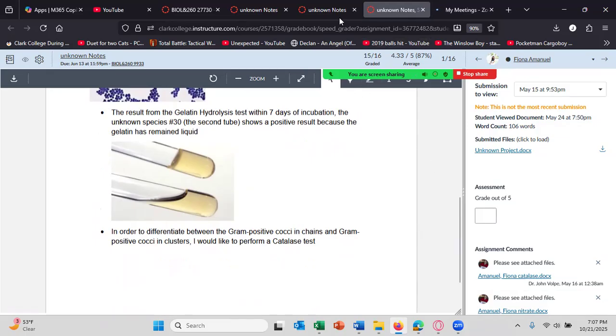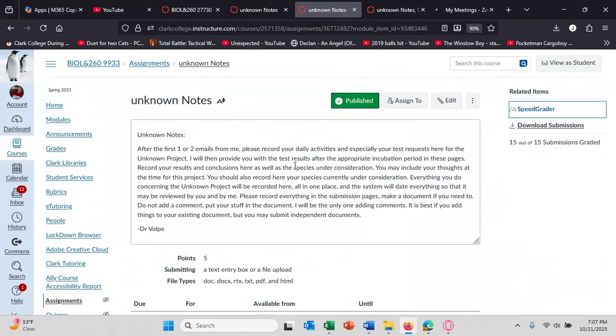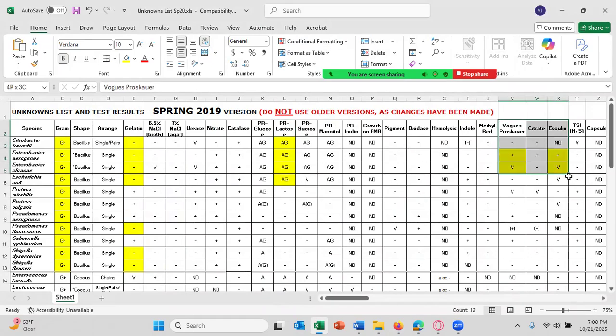Let's go here. Your unknown notes page should have all of the activities for this project, other than possibly the first one or two emails from me, meaning I will email the class one document which will contain your unknown number and your result for the 3 tests that I'm sending. Have I told you what tests I'm sending you? I think I did. Yes, there's the gelatin hydrolysis and the PR lactose test.